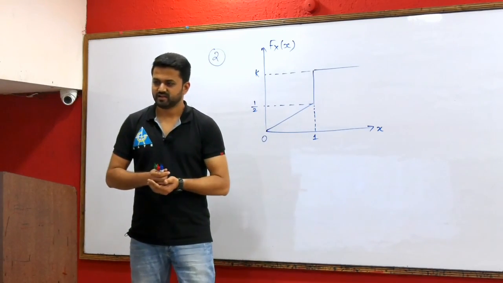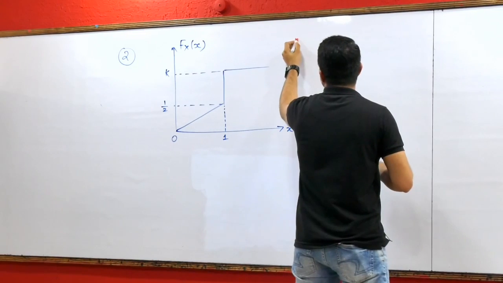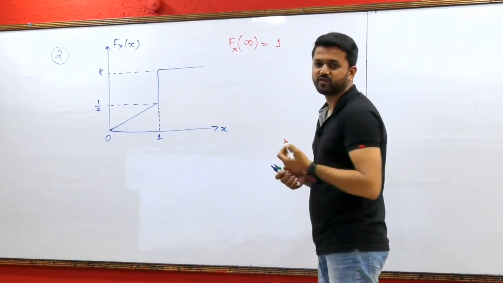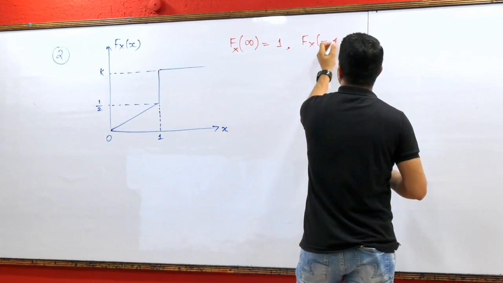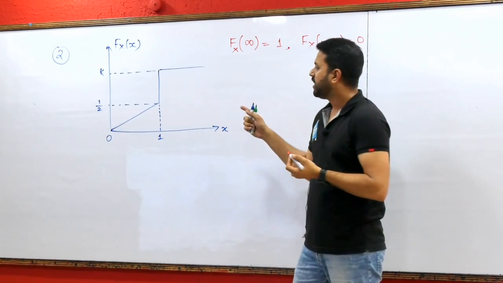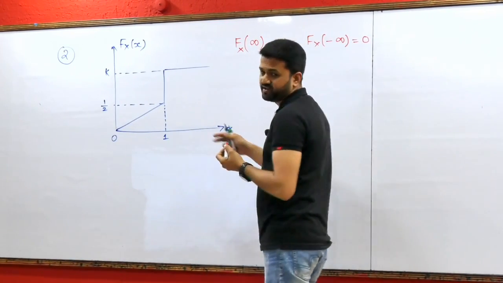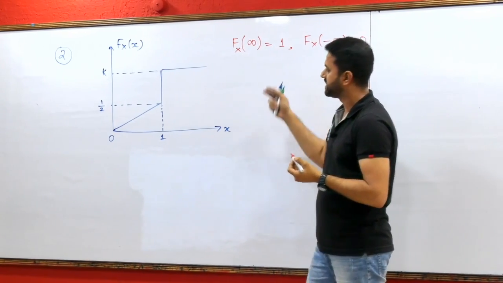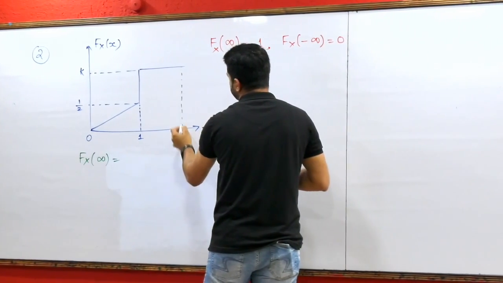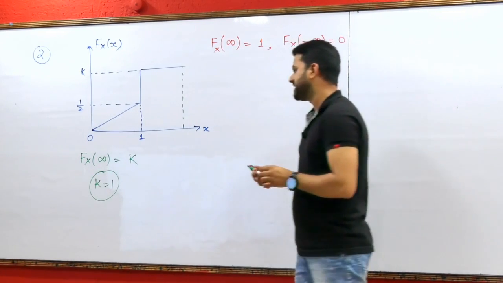Why is it 1, Ketan? Because from the property of CDF, Fx of infinity is always equal to 1, and there is another property, Fx of minus infinity is 0. If this is a valid CDF, then only we can apply its property, and this is a valid CDF because it satisfies the property of CDF: at infinity it should be 1. So to get the value of k, we have Fx of infinity here. At infinity the value is k, so according to this property Fx of infinity should be 1, hence the value of k is 1.